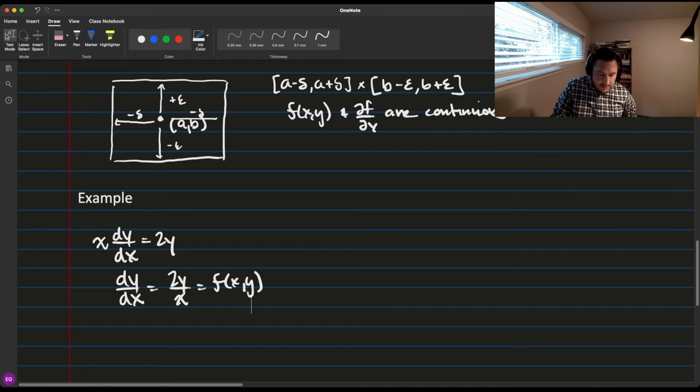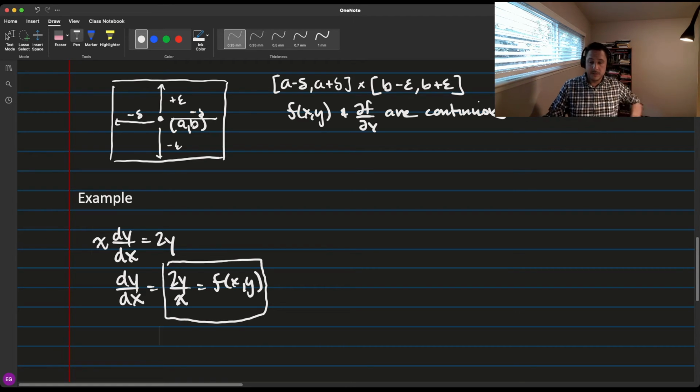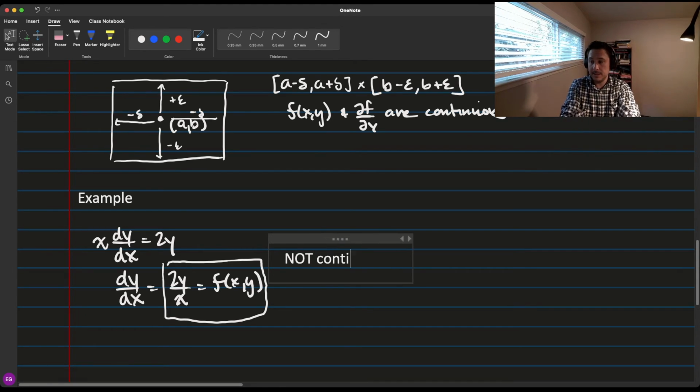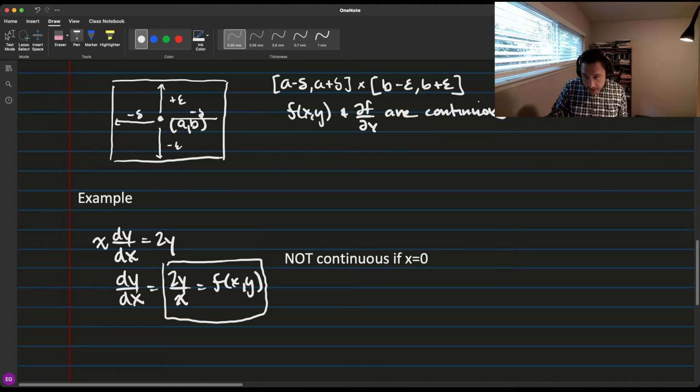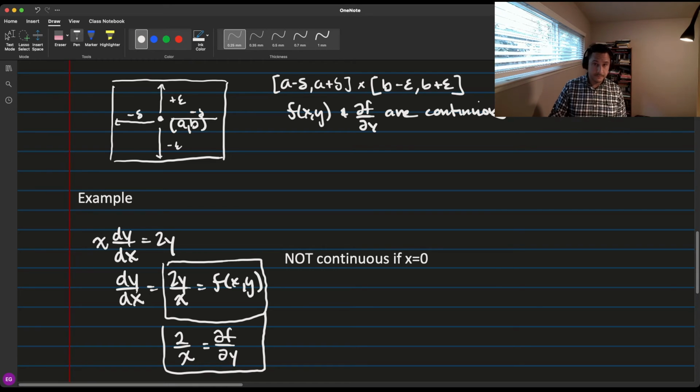And so let's look at this. Is this function continuous? Well, it is not continuous if x equals 0. And let's also look at the partial of f with respect to y. If you take the partial derivative of f with respect to y, you get 2 divided by x. Also not continuous if x equals 0. So what does this mean?